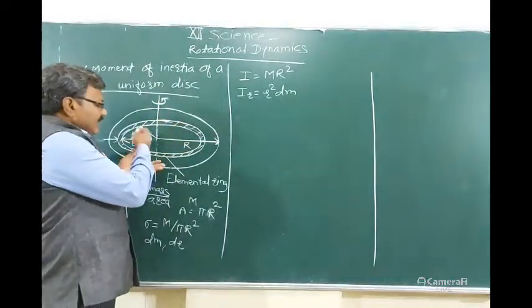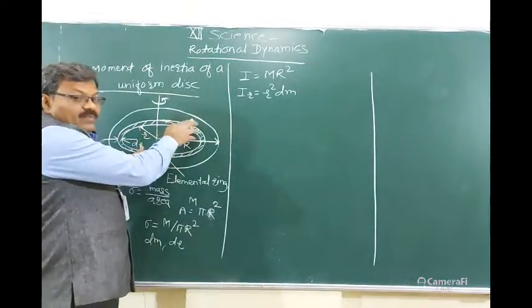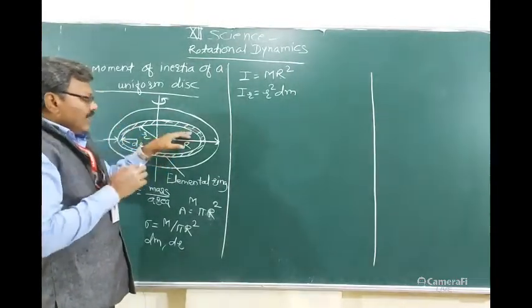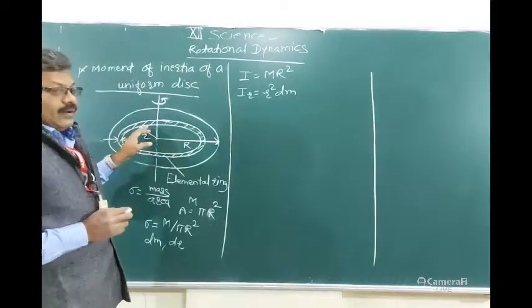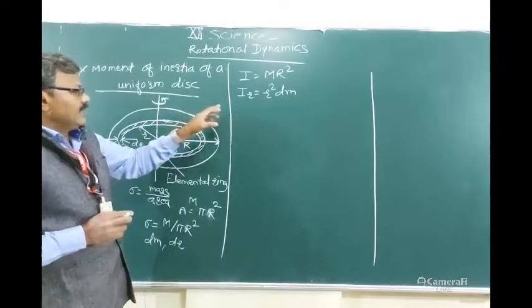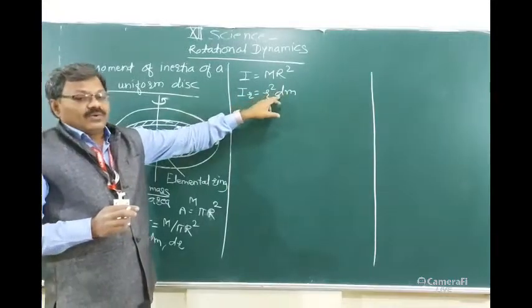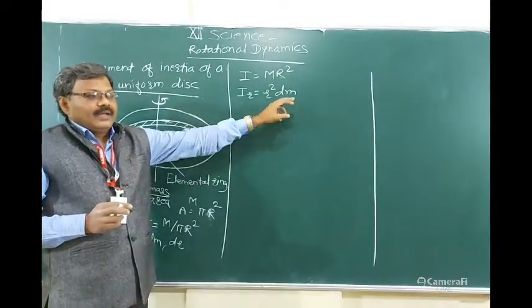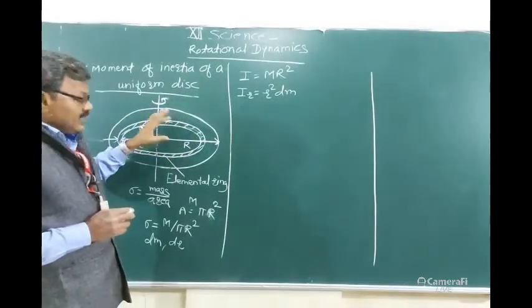Actually, this disk is divided into a number of concentric rings, and we are taking one such ring. Its mass is dm, and it is at distance r from the axis of rotation. Therefore, the moment of inertia of this ring is equal to r square into dm.